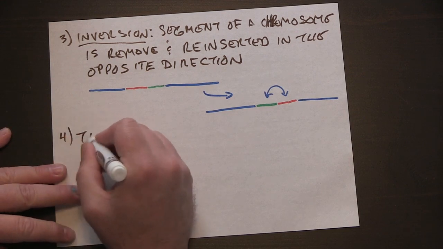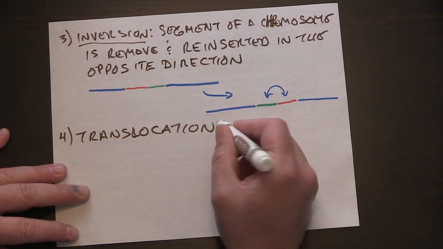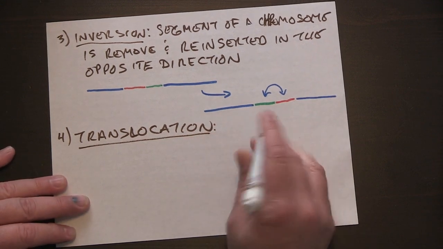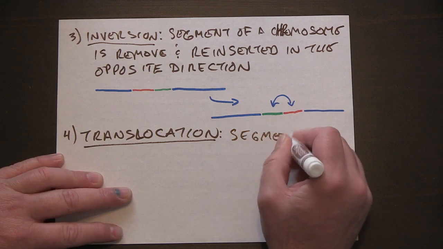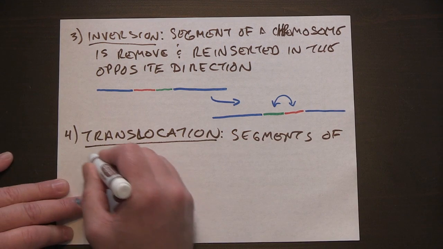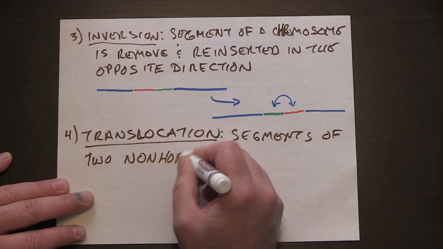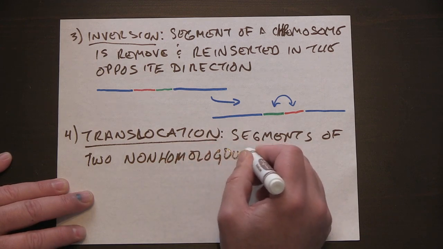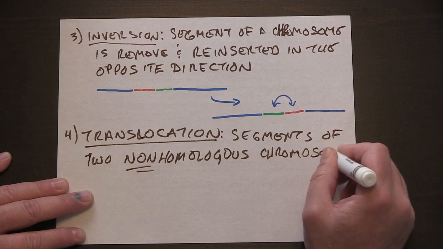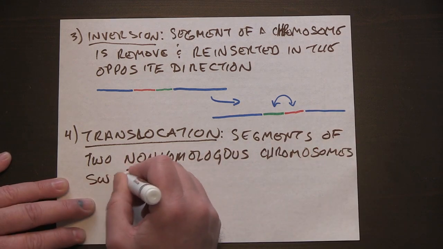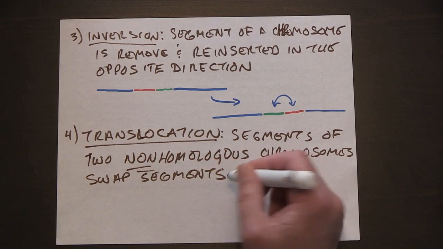And one last one called a translocation. This is where segments of two non-homologous chromosomes swap. So the genes will end up on the wrong chromosome.